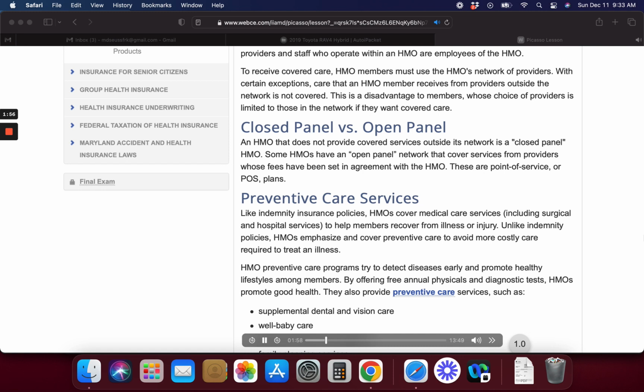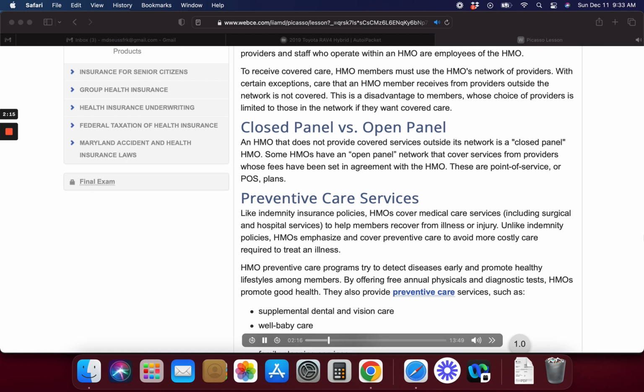An HMO that does not provide covered services outside its network is a closed panel HMO. Some HMOs have an open panel network that covers services from providers whose fees have been set in agreement with the HMO. These are point of service, or POS, plans.